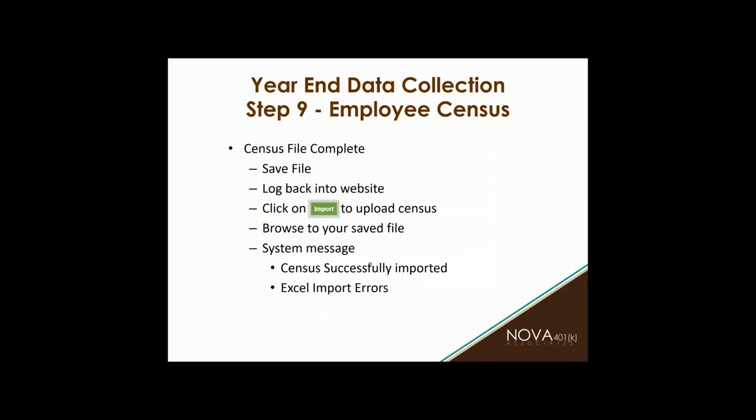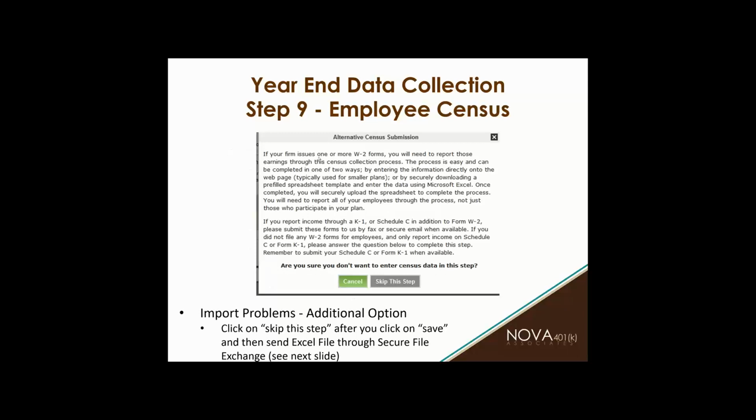If you're having problems, you can't figure out what's causing the errors on your file, it's just not taking it, it won't let you save it, that's fine. You can hit save and it'll pop up with a little question saying, are you sure you don't want to enter census data in this step? You click on skip this step, okay? That way you can complete step 9.